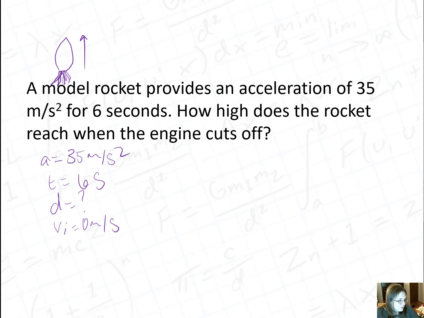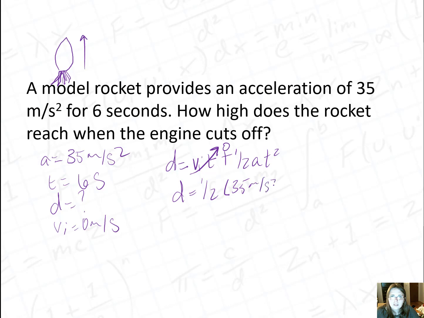So the equation we want that makes sense is distance is equal to initial velocity times time plus 1/2 times acceleration times time squared. This initial velocity goes to 0 because the initial velocity times time is 0, so it gets rid of it. Then distance is equal to 1/2 times 35 meters per second squared times 6 seconds, and that's squared. And then this is equal to 630 meters when we put that into the calculator.